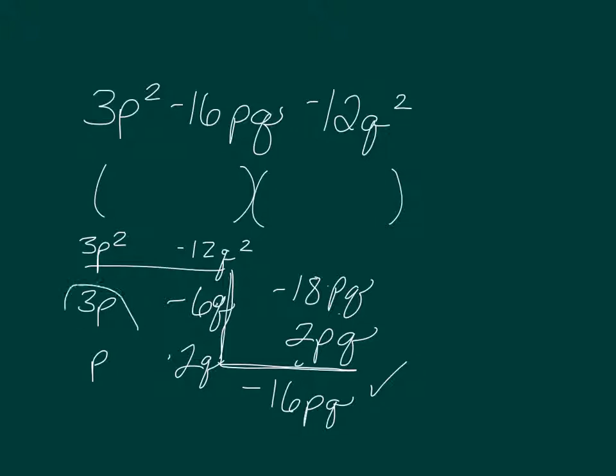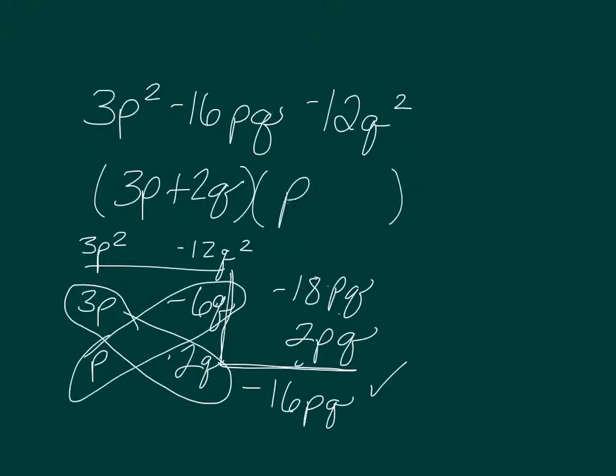So 3P plus 2Q and P minus 6Q. That's the factored form.